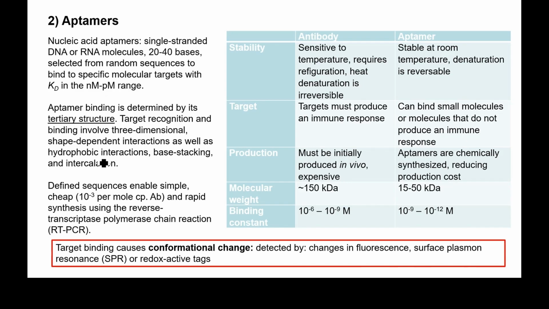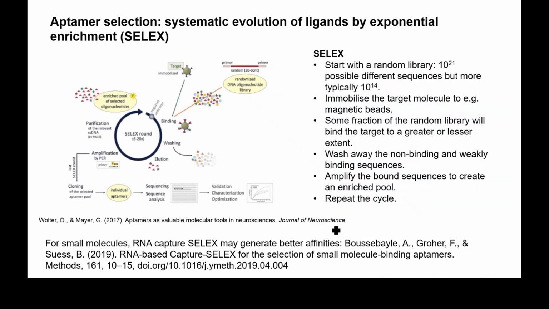The binding is determined by the tertiary structure, and the target recognition involves some three-dimensional conformational change, relying on hydrogen bonding and hydrophobic interactions, base stacking, and intercalation in hairpin regions. So they're more stable than antibodies. They can bind to small molecules without having to have conjugation to a protein. And because they're chemicals, once we've identified an appropriate aptamer by selection, we can sequence it and we can make these, or get them made at very good cost with comparable binding or dissociation constants to those seen by antibodies.